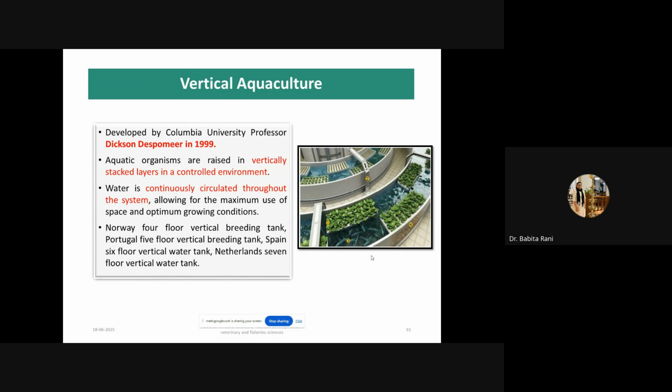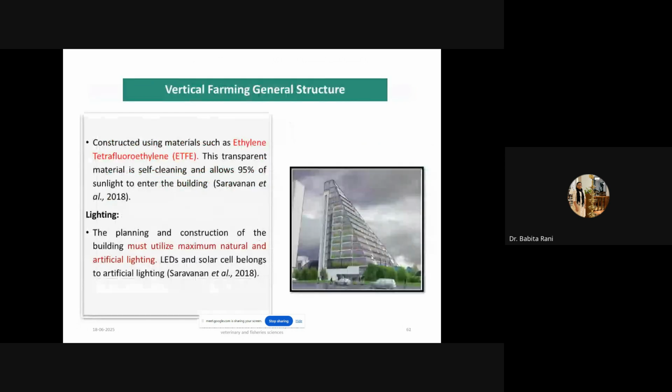It is a concept developed in 1999, with Dickson's experiment. Gradually, it is getting adopted in various places, especially for aesthetic purposes and even breeding. People are doing breeding in such tanks. In the vertical farming structure, you can use a transparent construction material wherever you do the agriculture, so that light can penetrate and the plants can be grown. And we can utilize natural and artificial lighting also.